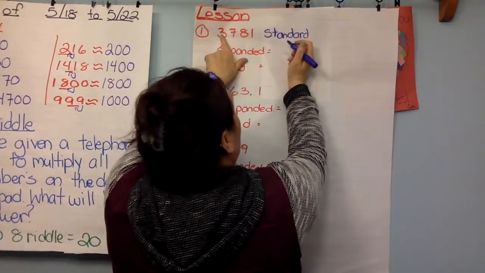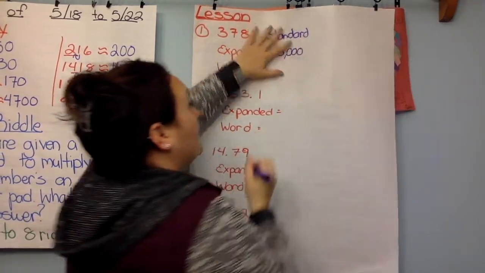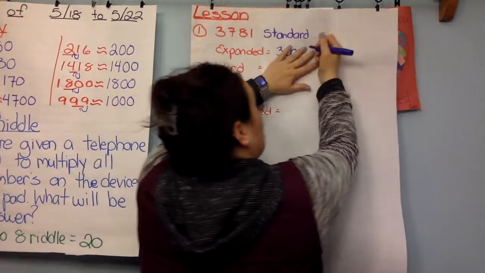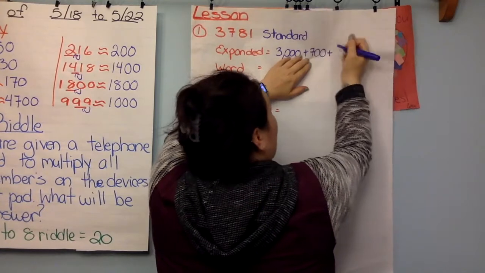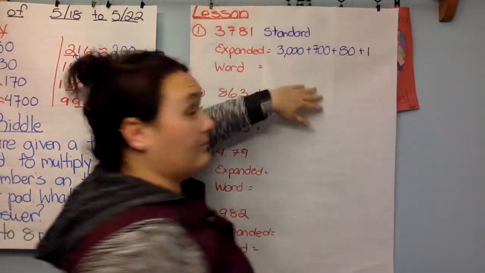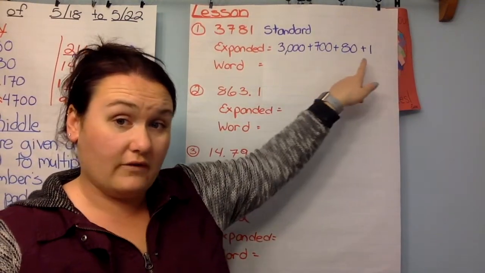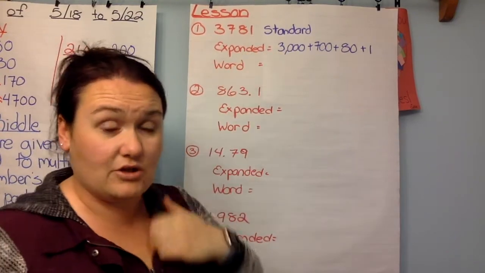So my 3 is in the thousands place, and it is 3,000. So I'm going to add it to my next place, which is 700. And then my 8 is an 80 and 1. Now, how do I know that's correct? So if I actually added all of that up, it should equal the original number, 3,781.